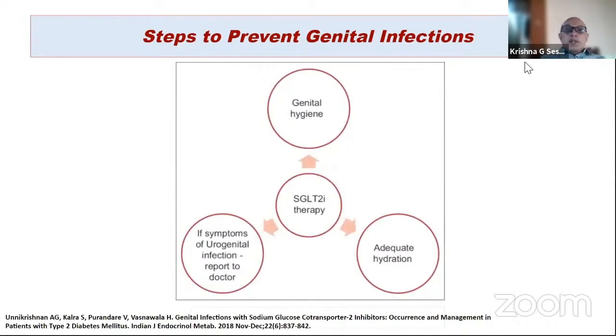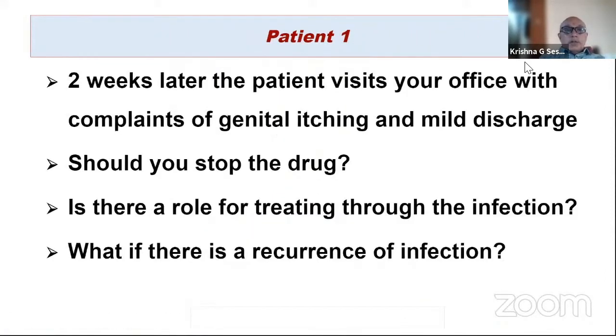How do you prevent genital infections? Genital hygiene, adequate hydration, and of course, talking to a doctor when this happens. Indeed, in this particular patient, this happens. What would you do? Would you stop the drug? Can you treat through the infection? What if there's a recurrence?